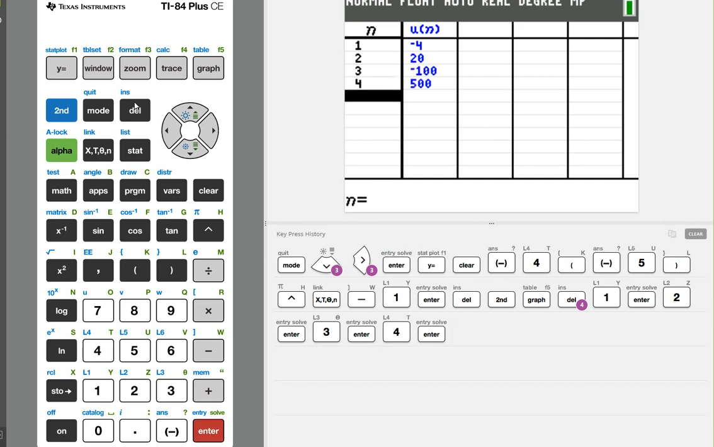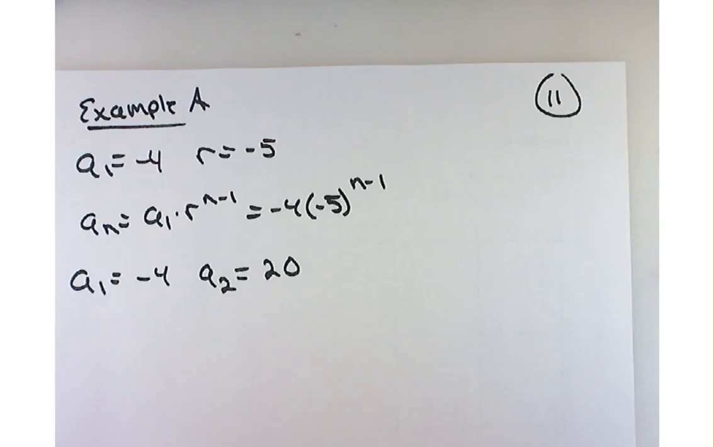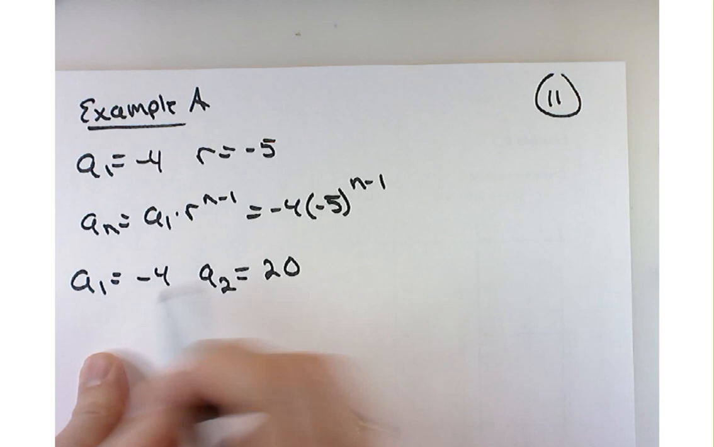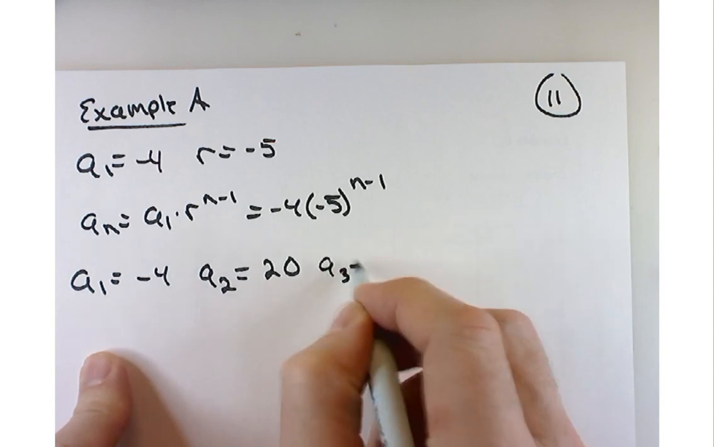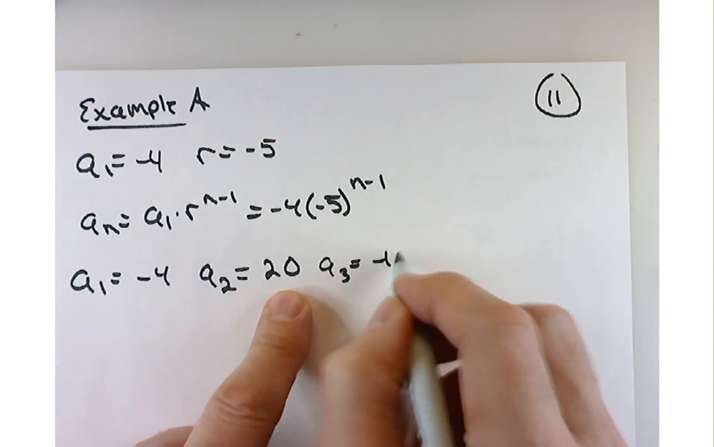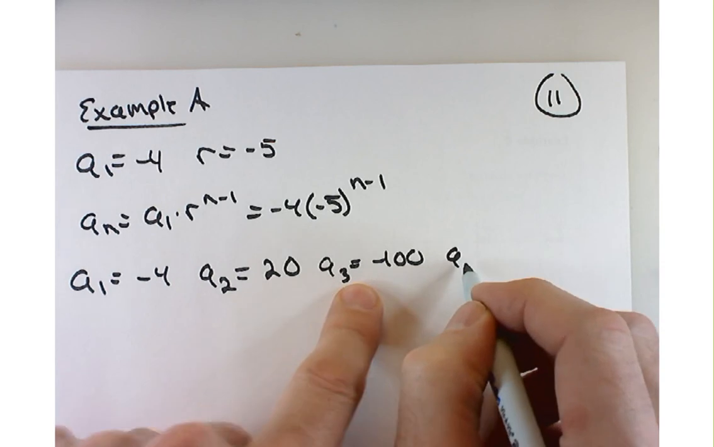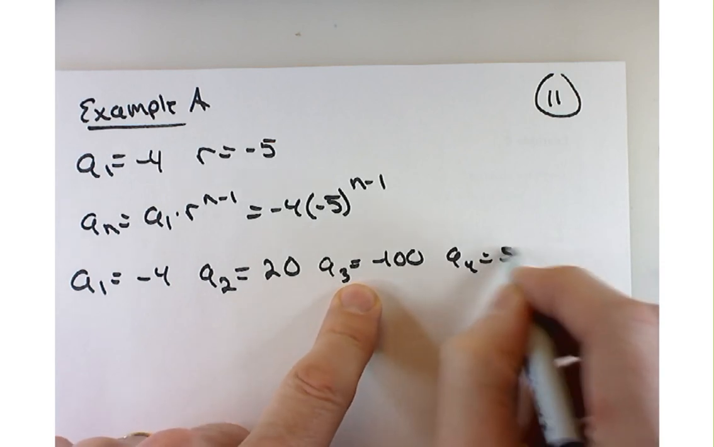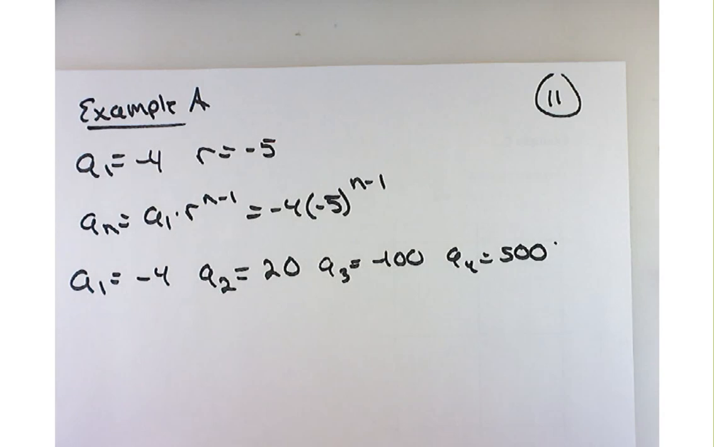But this is kind of overkill. I think you can kind of see how to get from one term to the next. You're multiplying by -5. So -5 times that gives me -100. -5 times that gives me positive 500. And that's it. That's all they're asking for.